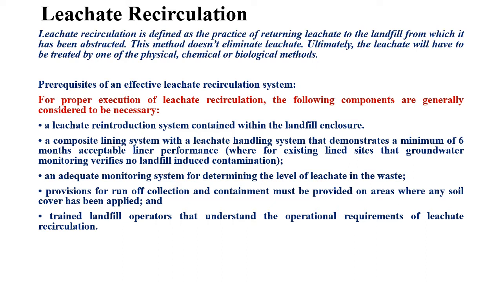Then you need an adequate monitoring system for determining the level of leachate in the waste. Obviously, other than the leachate which is already getting generated in the waste, there is the process of leachate recirculation happening. So you always have to check the level of leachate within the waste fill. So for that an additional monitoring system is required. Then provisions for runoff collection and containment must be provided on areas where any soil cover has been applied.